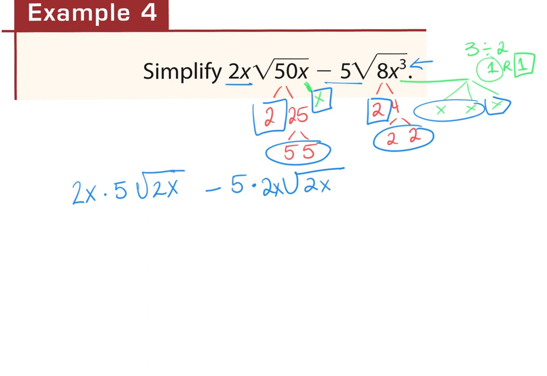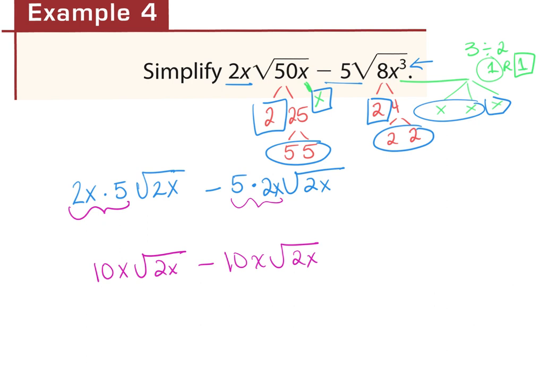So now I have to consider two things. I'm going to simplify this. 2x and 5 give me a 10x square root of 2x. And then 5, 2, and x give me a 10x square root of 2x.